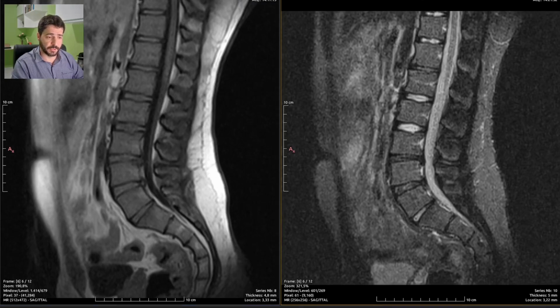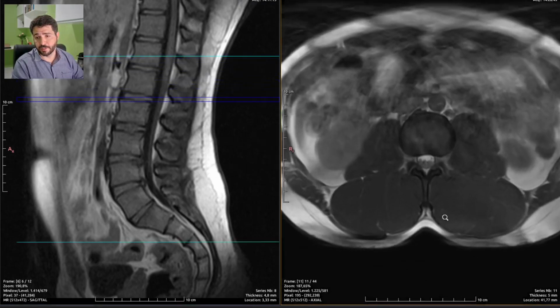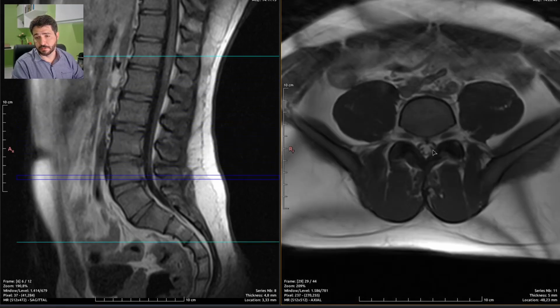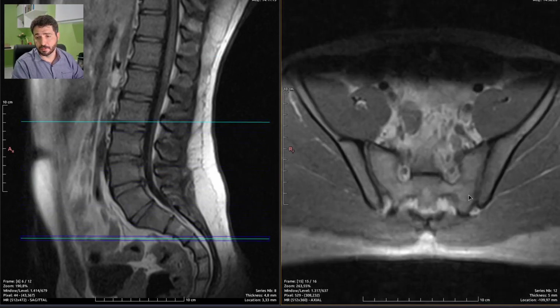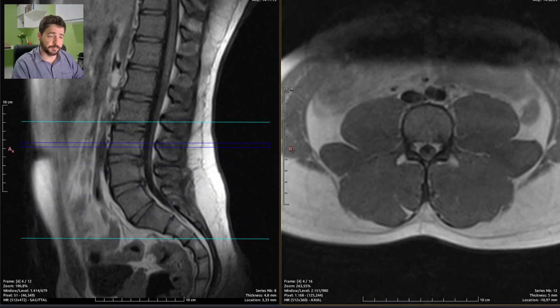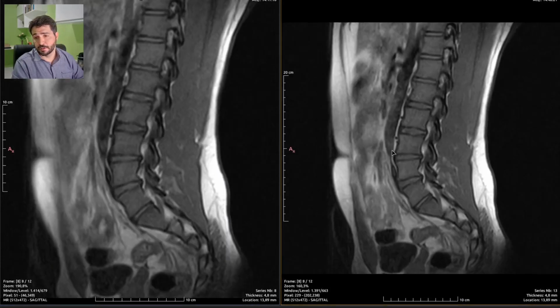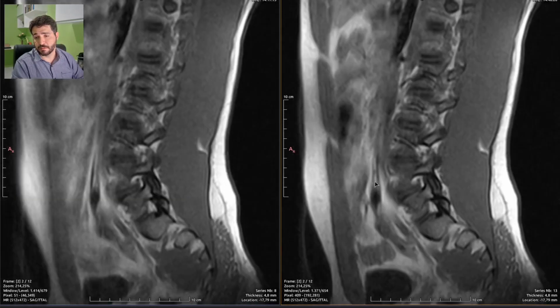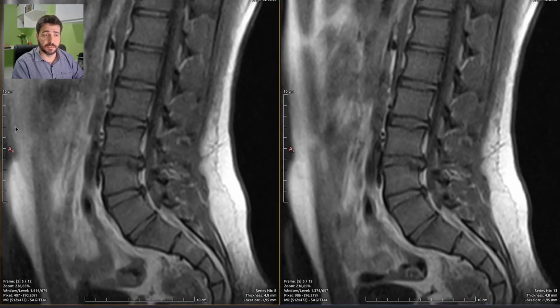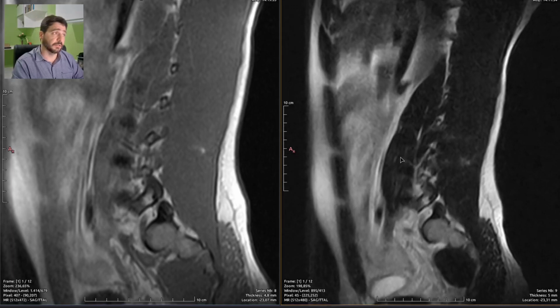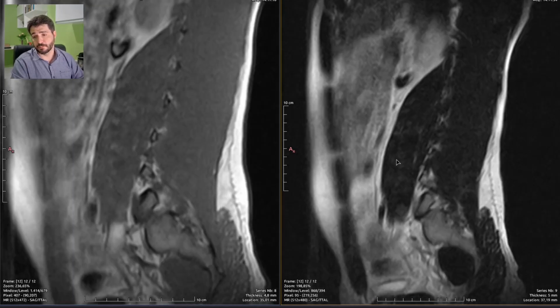So we also have a very badly done axial image. Yeah, this is a horrible, awful misuse of an MRI scanner, because this image really is that bad. But we can actually make a diagnosis, not as good as we want, but we can actually do it.